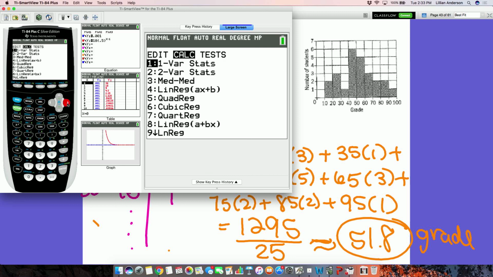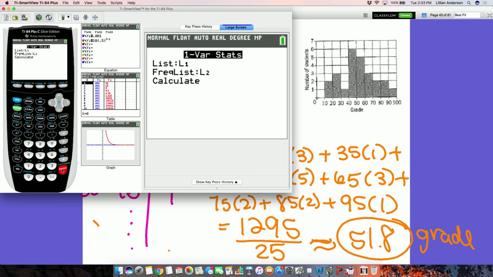We're going to go over to calc, and we're going to go to 1-bar statistics. Okay? Now, if your calculator does not look like mine, it is okay. If your calculator looks like mine, I still need you to listen, because you do not know what calculator you're going to end up with on the day of your exam, and you need to know both ways.